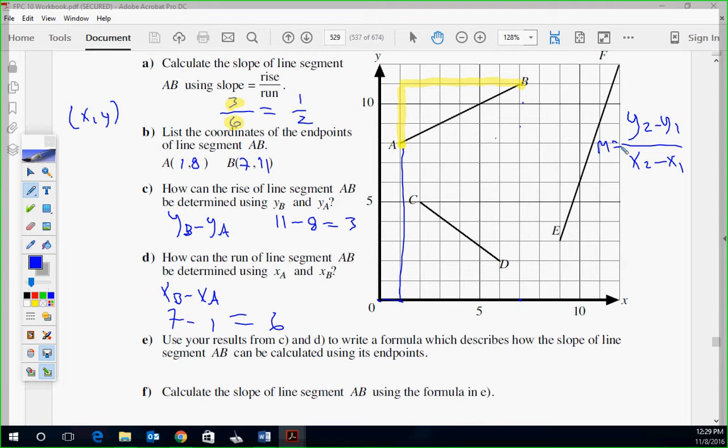But guys, let me tell you this. It doesn't matter the order. So if we would have went, watch, I'll show you. If I would have did it backwards, so if we would have went 8 minus 11, and 1 minus 7, 8 minus 11 is a negative 3, 1 minus 7 is a negative 6. What's a negative over a negative? So we get the same answer. Just as long as 8 and 1 have to be together, 11 and 7 have to be together. That's the important part, but the order doesn't matter.